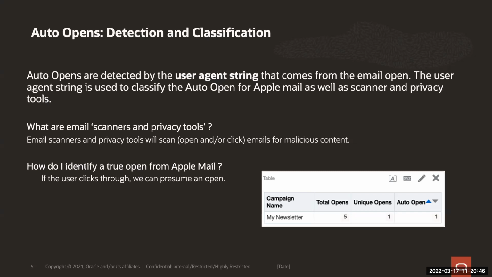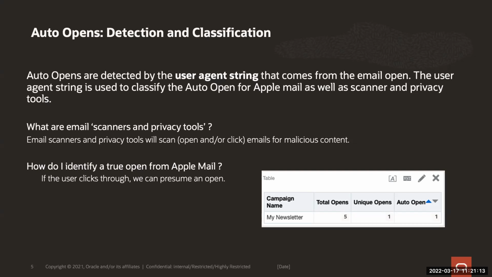Now, I've seen this question too, and I think it's really important to call out because we are able to identify a true open from Apple Mail, meaning that the user is actually opening the email. And this is done when we have a click through. So a user clicking through to your email means that we can presume that open.